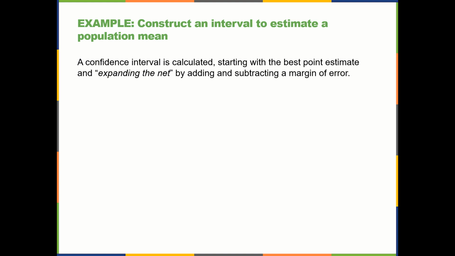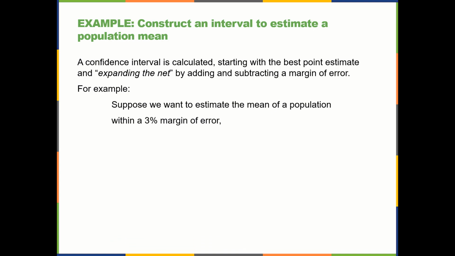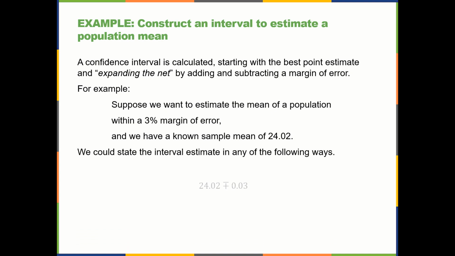Now, here's an example of constructing an interval to estimate a population mean. The confidence interval will have boundaries that are calculated starting with the best point estimate and expanding the net from there by adding and subtracting a margin of error. For example, suppose we want to estimate the mean of a population within a 3% margin of error, and we have a known sample mean of 24.02. We could state the interval estimate in the following ways.